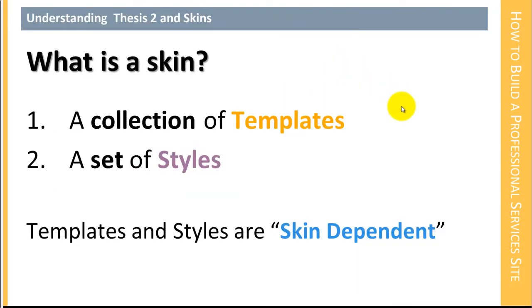So how does Thesis2 do this hyper customizability? Well, this customizability starts with a skin. Now, a skin is a collection of templates and a set of styles. And both templates and styles are skin dependent. That means one skin has one set of templates and styles, and another skin has another set of templates and styles.